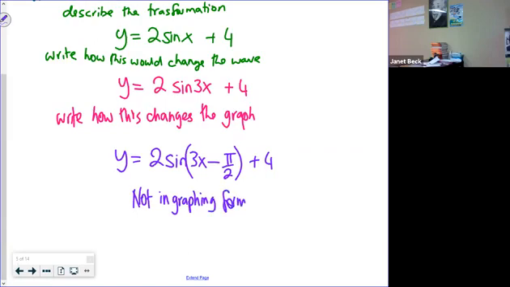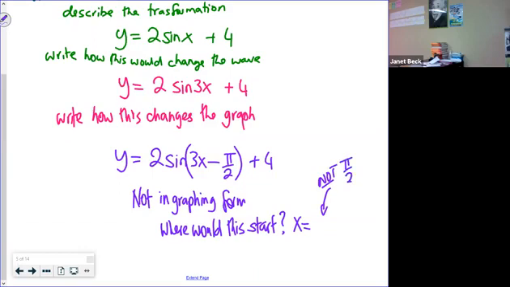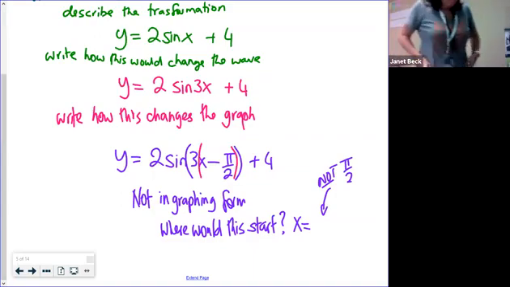So that start is not pi over 2. Tell me where would this start? Write this on your piece of paper. And the hint is it is not going to be at either plus or minus pi over 2. You have to factor out that 3. Think about what that would be like. Okay, guys, and then you need to graph that and submit it, okay?